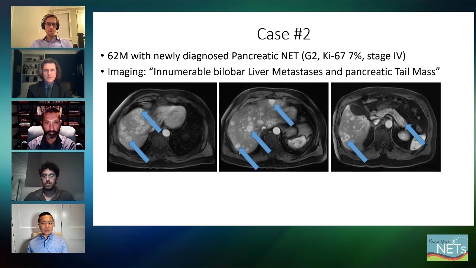Well, it seems like the patient should be considered for systemic therapy. And with small bowel neuroendocrine tumors, typically we choose a somatostatin analog like octreotide LAR or lanreotide as first-line therapy.